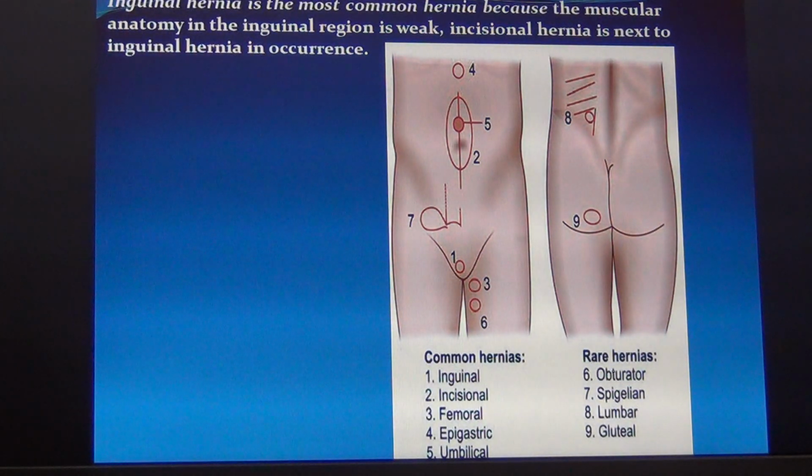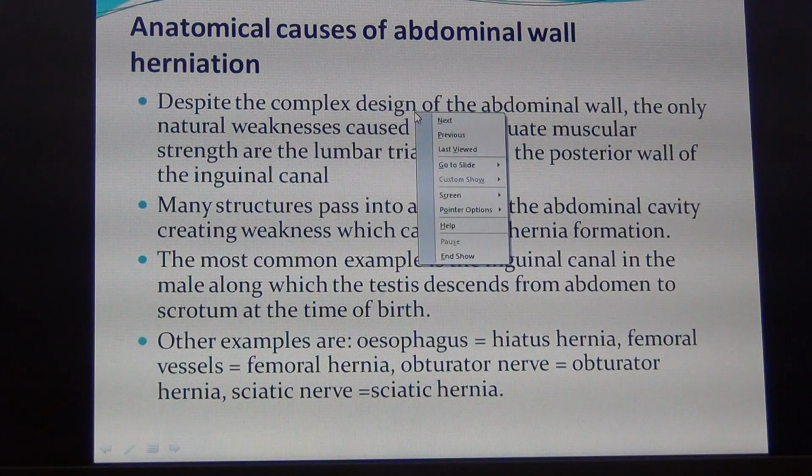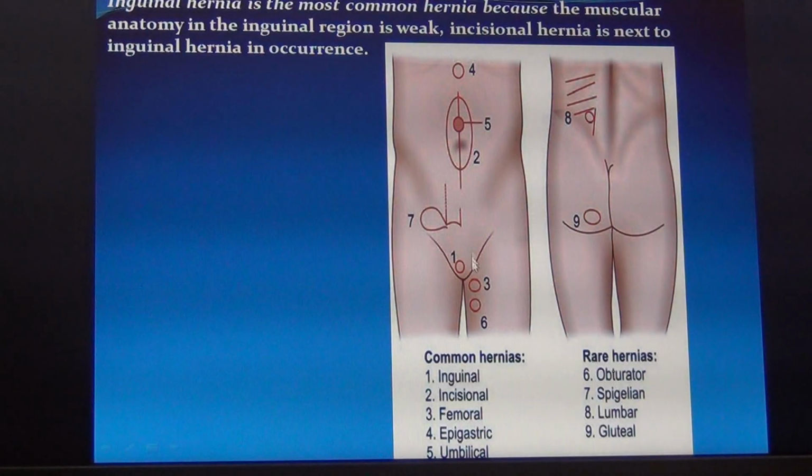Inguinal hernia is the most common hernia because the muscular anatomy of the inguinal region is weak, while the incisional hernia, the site of previous surgery, is next to inguinal hernia in occurrence. If you see this picture, inguinal is the most common, and then second is the incisional, site of previous incision, third is the femoral, fourth is the epigastric, and umbilical.